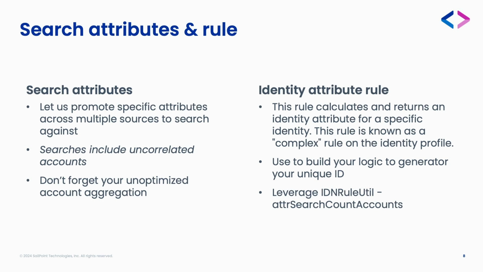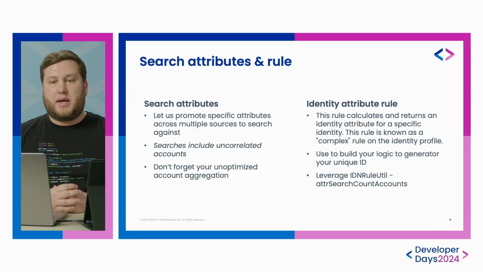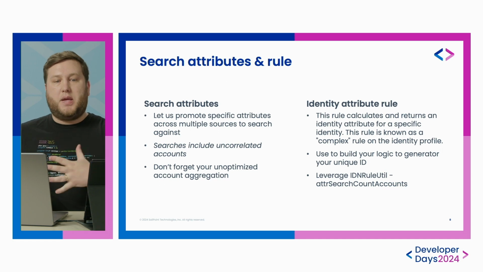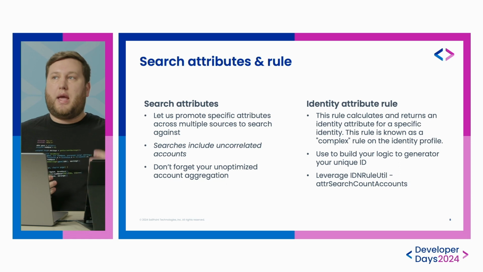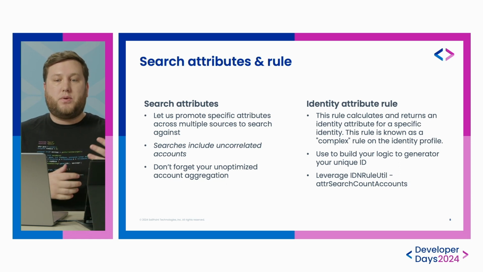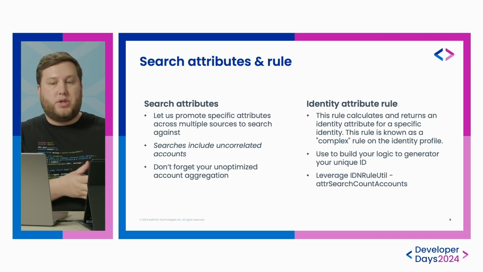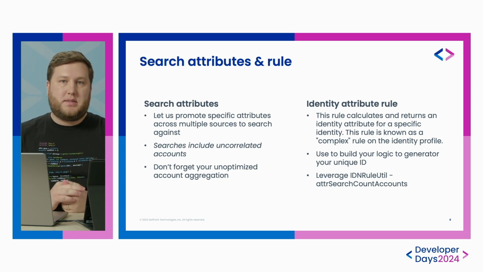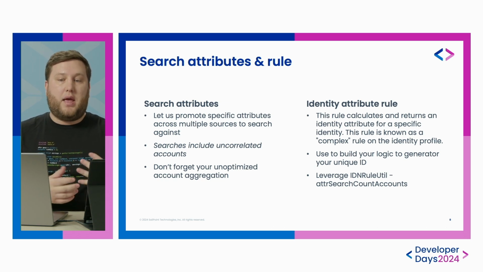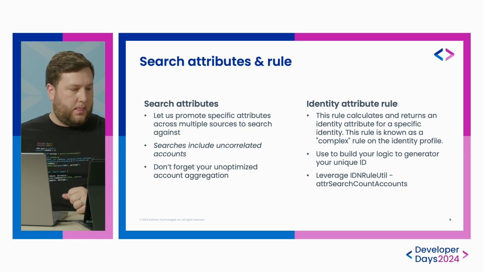These searches do include uncorrelated accounts, which is one of the great parts. And when you set this up, one note you'll want to make sure of is that you set up your unoptimized account aggregation. The second piece we'll talk about here is the identity attribute rule or attribute generator rule. This is a rule that's going to calculate and return your attributes or your unique ID. It's also going to be what's checking for that uniqueness and leveraging the search attribute configuration. We're going to use the IDN rule util for this and the function search count accounts. And we'll look at what that rule looks like now as well.